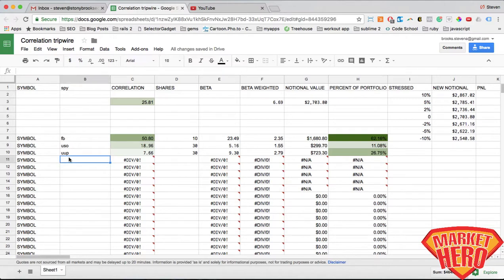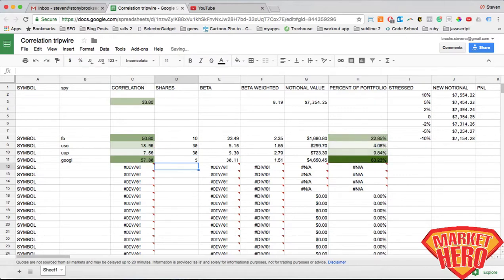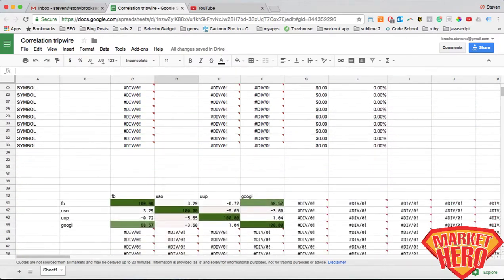So let's add Google here. Let's say we have 5 shares of Google. Great. So we have 5 shares of Google. So this changes. So let's go down here. So we see that Facebook and Google move together about 70% of the time. To me, I would say that's highly correlated. We would not want the same directional position in both Facebook and Google at the same time because those are very correlated to one another. We might as well double up on size to one of them if we want that type of exposure.